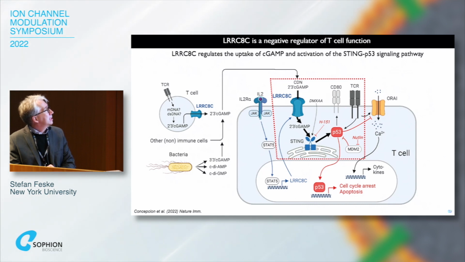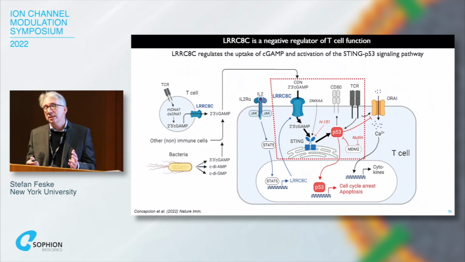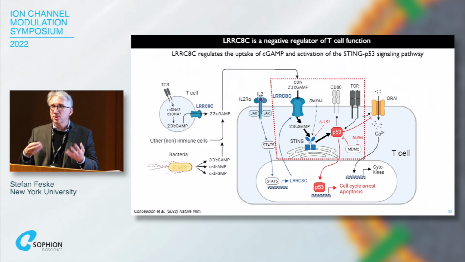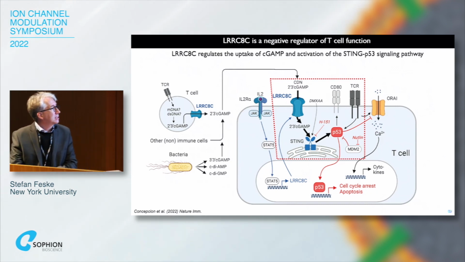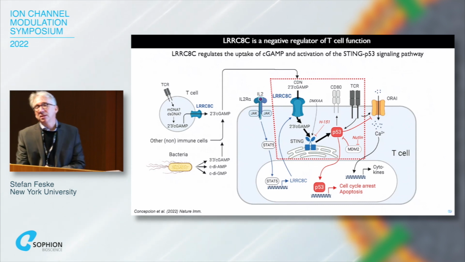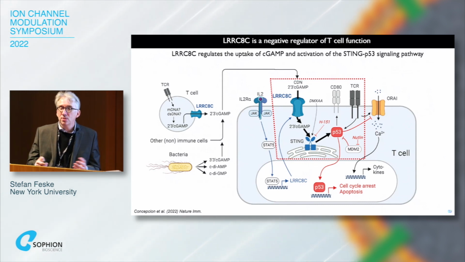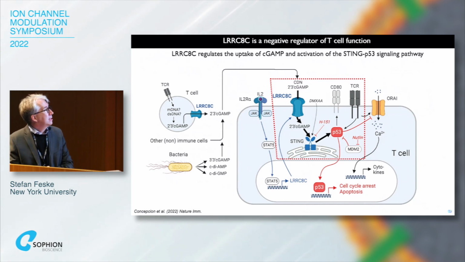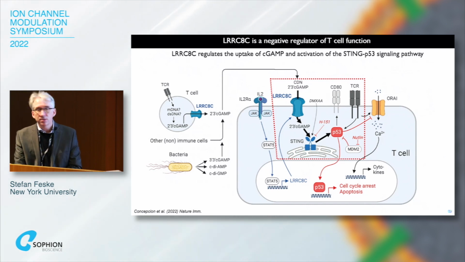If you knock it out, the cGAMP uptake is impaired. cGAMP will activate a sensor called STING, which is in the ER. And STING typically induces a type 1 interferon response. It's the first immediate antiviral immune mechanism. Now in T cells, that was actually not the case, as we found, but we found that STING activates p53, and p53, many of you know, is a tumor suppressor.